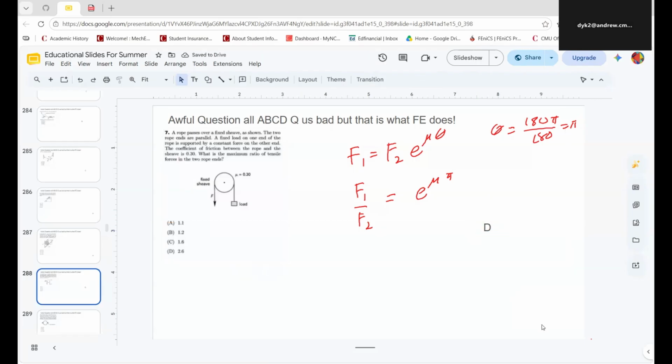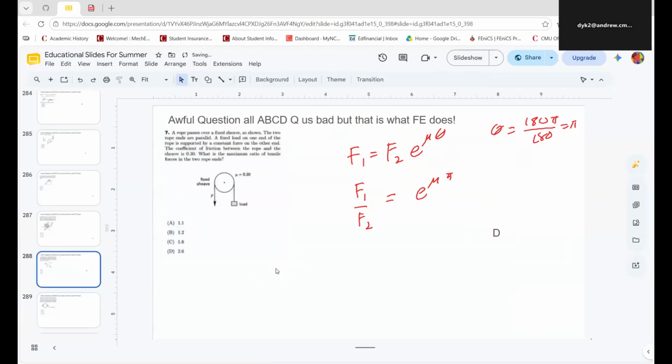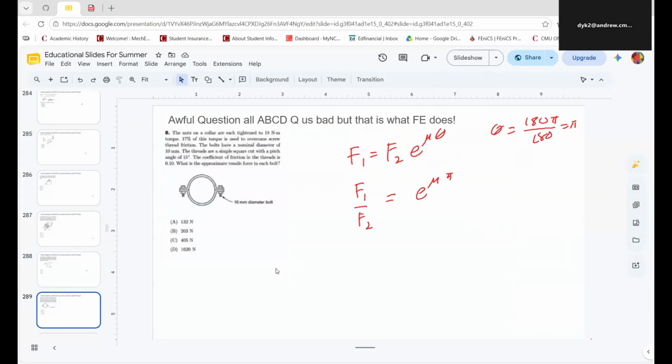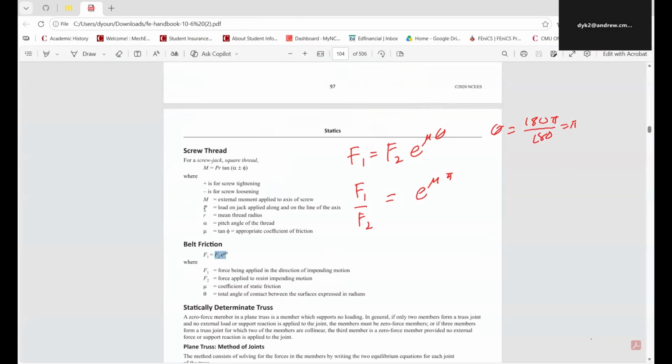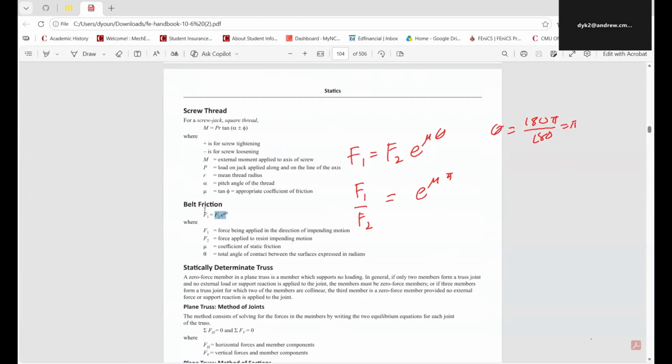What's the maximum ratio of tensile force in between the two? Okay, that could have been worded so much better. I don't know why they chose to do it that way. Okay, in this equation, I believe there is... I'm pretty sure it's using this. Now this, I've never been taught this before.